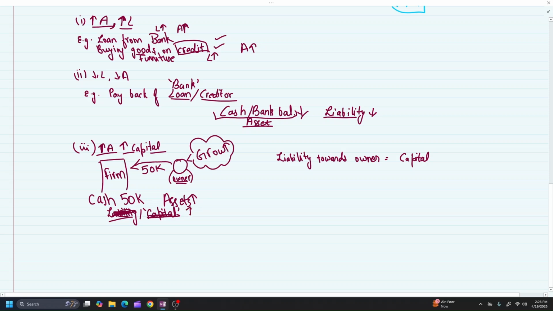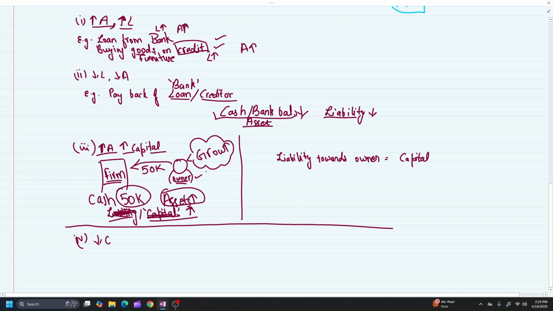Your capital also increases because now the firm took cash of 50K as the asset increases, but the firm has to pay that money back to the owner. The same way it has to pay the money to the bank or to the creditors, it has to pay the money back to the owners. So the capital increases. Okay. Fourth, decrease in capital. Oh wait, let me give one more example of this first. Now, increase in asset, increase in capital.